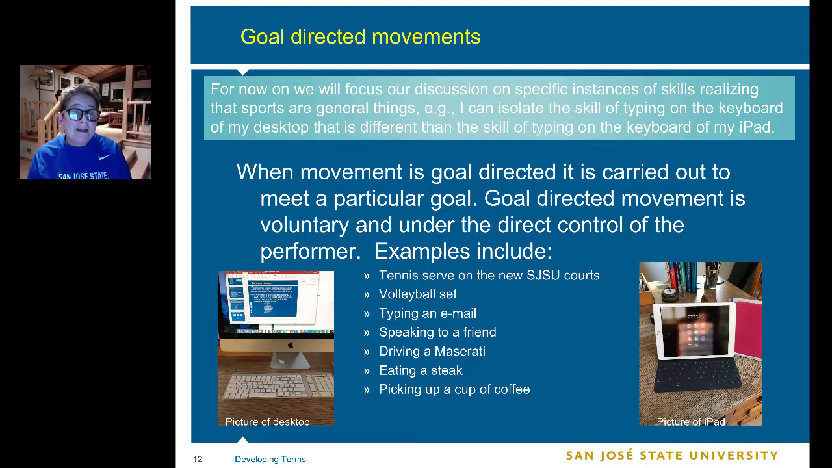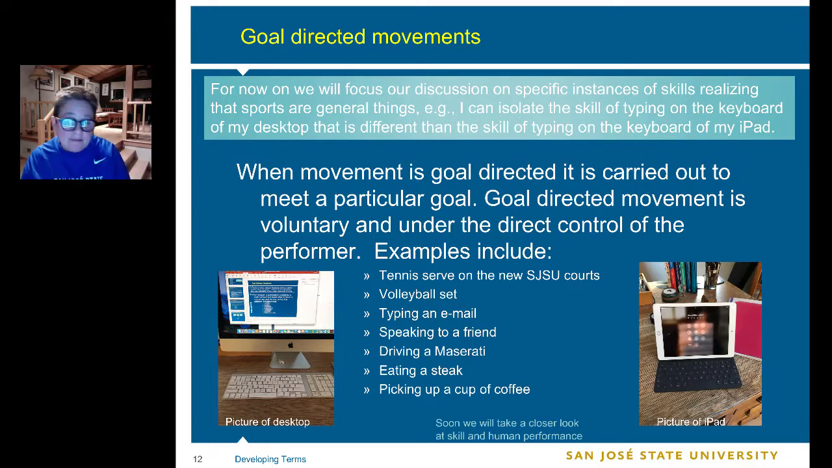Driving a Maserati. Now, I don't know if I really want to drive a Maserati, but I would like to have the money to drive a Maserati. Eating a steak or picking up a cup of coffee. We know that coffee cups come in many shapes and many weights, so that affects the motor control, or the parameters, that I would attach to pick up different cups of coffee. It changes the context.